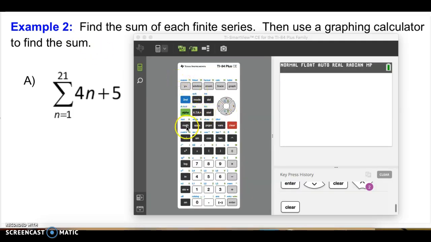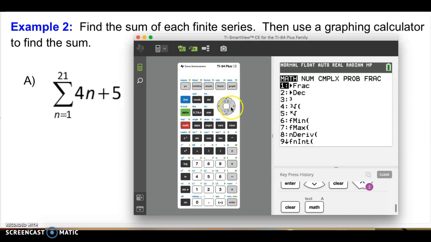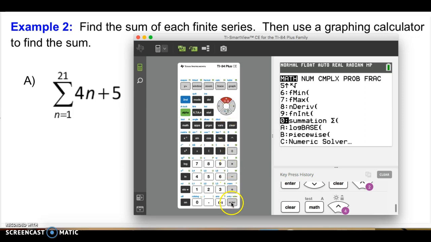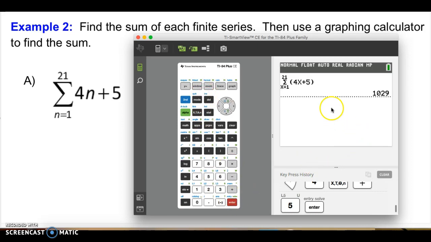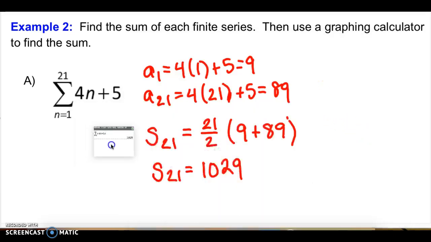If we want to use our calculator, we're going to go to the math function, go up to get down to summation notation, and we're going to put x equals 1 to 21, and then we're going to put in our function, 4x plus 5, hit enter, and there is our 1029.